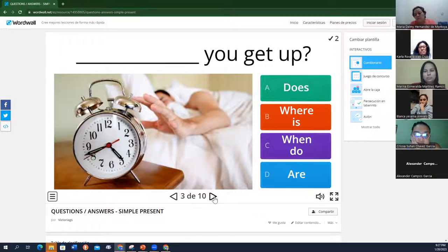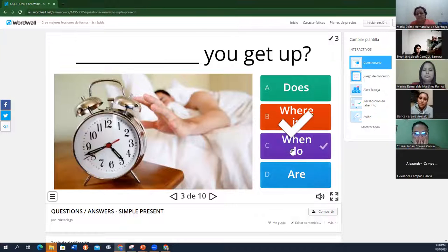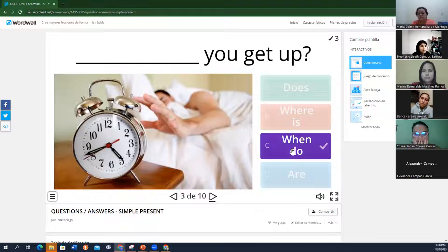Does. No. Remember that you can add one word before. Are you get up? No. Okay, listen. Traten de escucharse cómo suena, okay, suena raro, entonces no es así, okay. When do you get up? Ajá, aquí vamos a preguntar a qué horas. When do you get up? When? ¿A qué horas te levantas? When do you get up? Good.